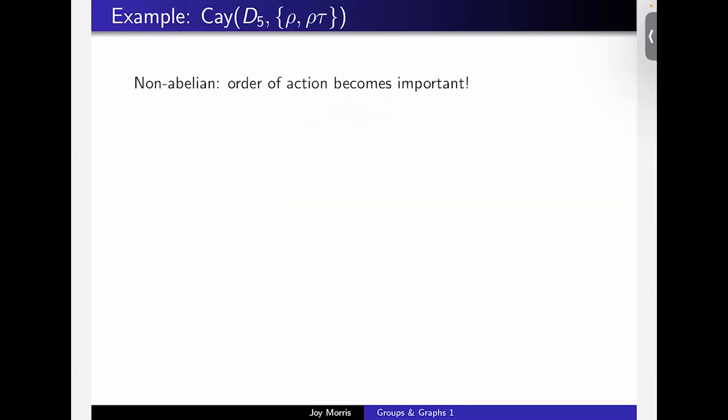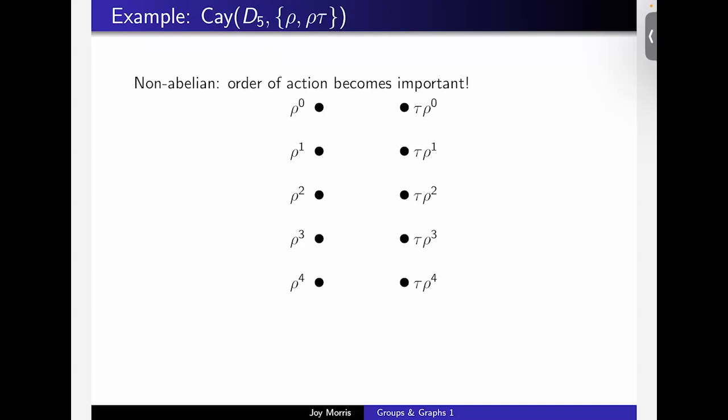If we're working with a non-abelian group, like the dihedral group of order 10, and say rho is a rotation, so in this case rho to the 5th is the identity, and tau is a reflection. Tau squared is the identity. In this case, the order of the action becomes important, and it is important that we're multiplying on the left rather than the right to get our edges.